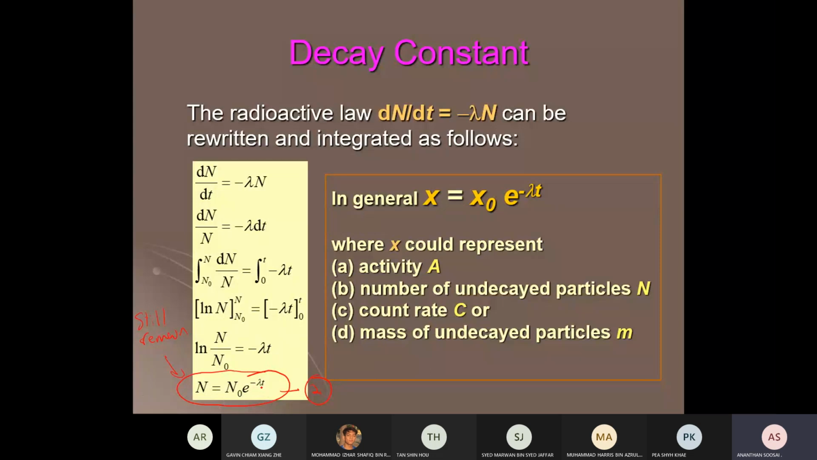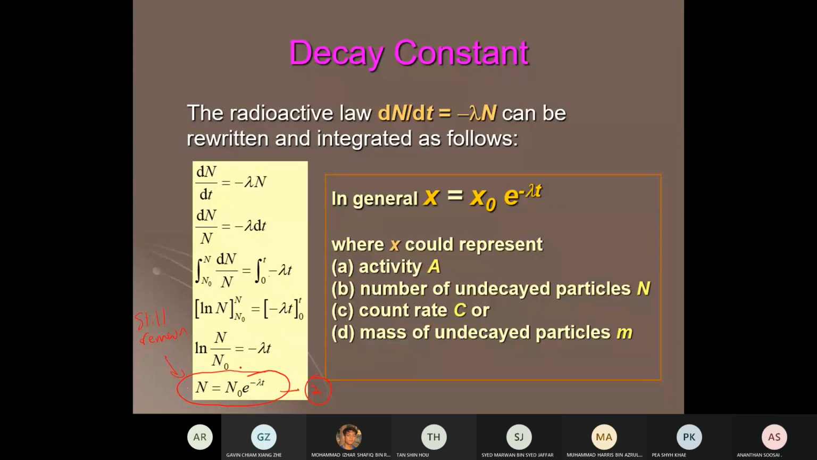Lambda is the decay constant. T is time, maybe the time 5 hours later, so you put t as 5 hours. You'll find the number of particles which are undecayed after a certain time. So what is the use of this formula? To find how many atoms, how many particles are still undecayed after a time t.